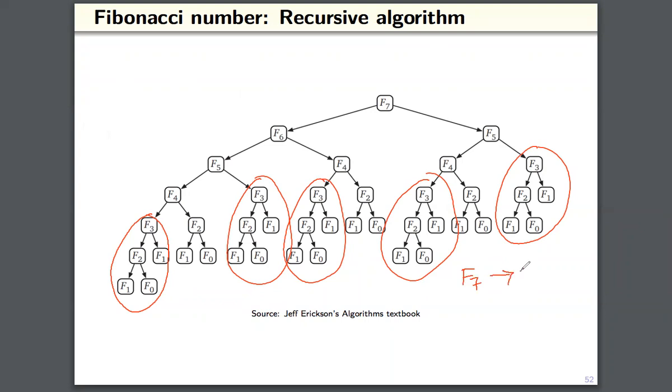F7 is called once, F6 is called once, F5 is called twice, F4 is called 3 times, F3 is called 5 times. What is the pattern? Fibonacci. This is the Fibonacci sequence again, right? Yeah. The number of function calls of these subproblems is a Fibonacci number. I mean, that's fantastic, right?